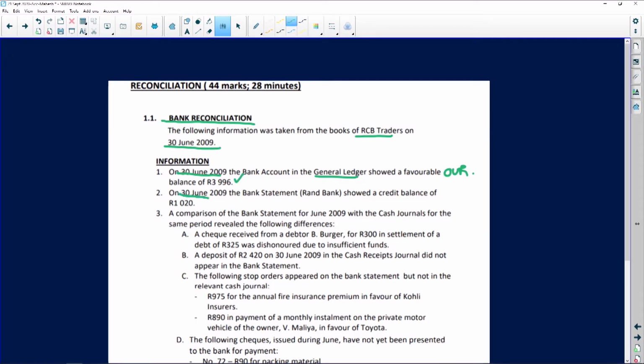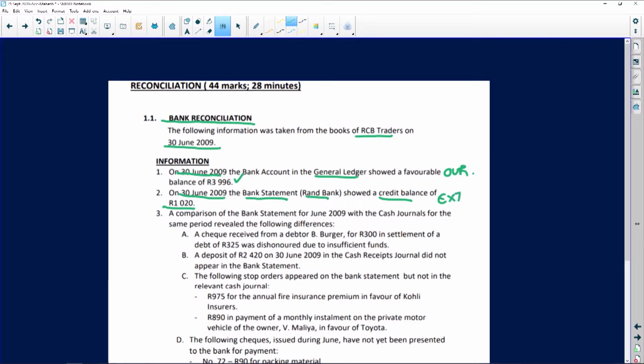On the 30th of June 2009, the bank statement from Rand Bank showed a credit balance of 1,020. So according to the bank statement, the external record that we receive from, in this case, Rand Bank, we have a favorable balance. Remember, credit means favorable in the bank statement, of 1,020.